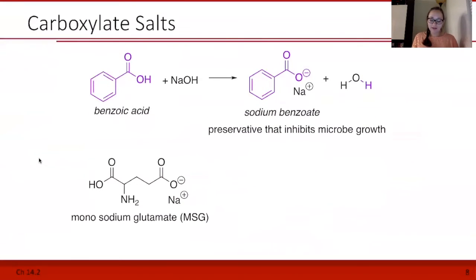So carboxylate salts, I am so sorry guys, my words are not coming tonight. Carboxylate salts, some uses of these in real life.